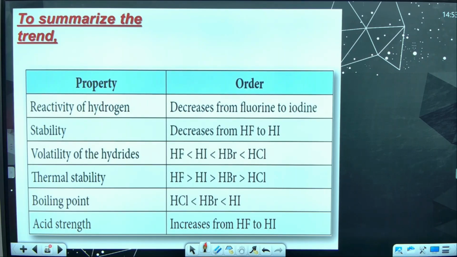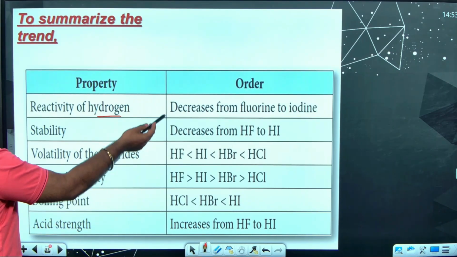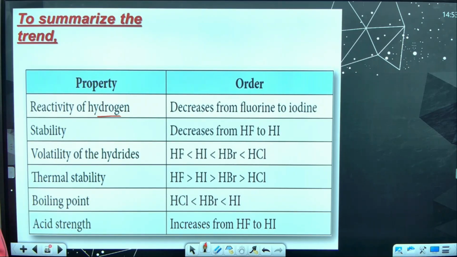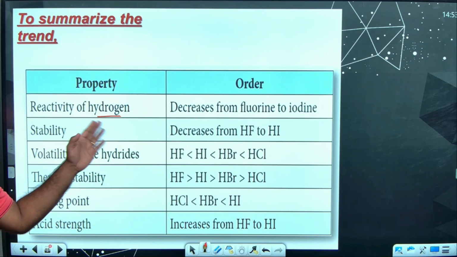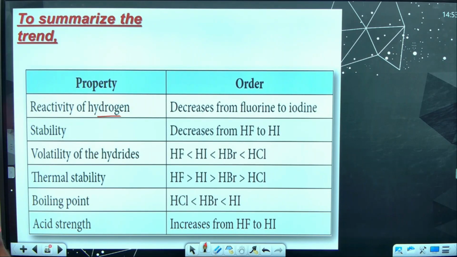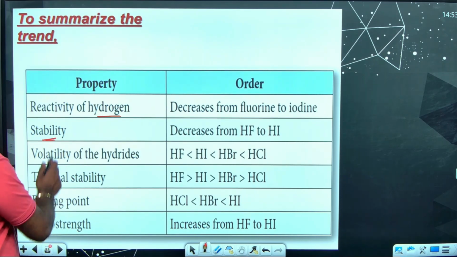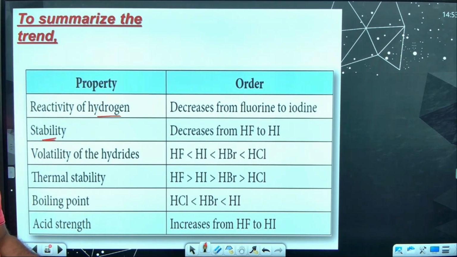So now let us summarize the trend. If you look at the reactivity of hydrogen halides, it decreases from fluorine to iodine. Fluorine கூட hydrogen highly reactive ஆ இருக்கு, அயோடின் போக போக reactivity குறையுது. Stability பார்த்தீங்கன்னா stability fluorine-லேருந்து கீழே போக போக decrease தான் ஆகுது, right. Then volatility of hydrides பார்த்தீங்க அப்படின்னா, what is that volatility?